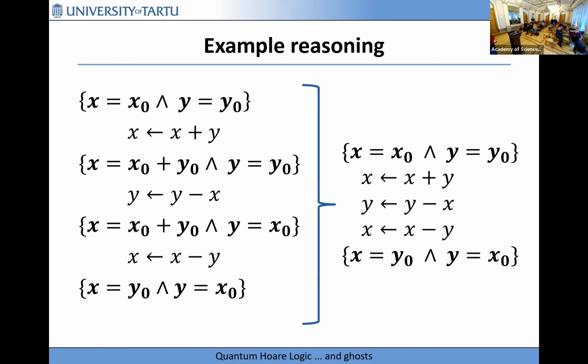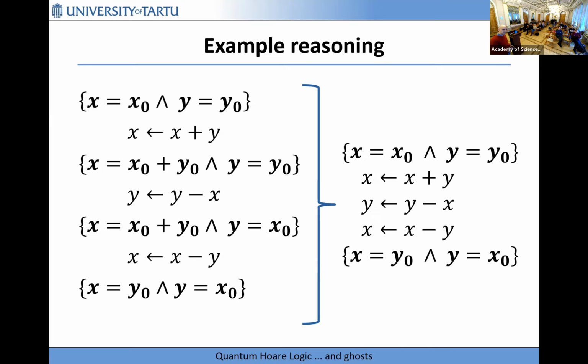Now, I said we can use Hoare logic for doing actual reasoning. And I'm going to give you a simple example of how we reason about a program using Hoare logic. So the program I'm looking at is here on the right side. It has 3 operations. And what I claim is that if x is equal to x0 and y is equal to y0, and I run this program, then afterwards x is equal to y0 and y is equal to x0. So I'm claiming this sequence of operations swaps x and y.